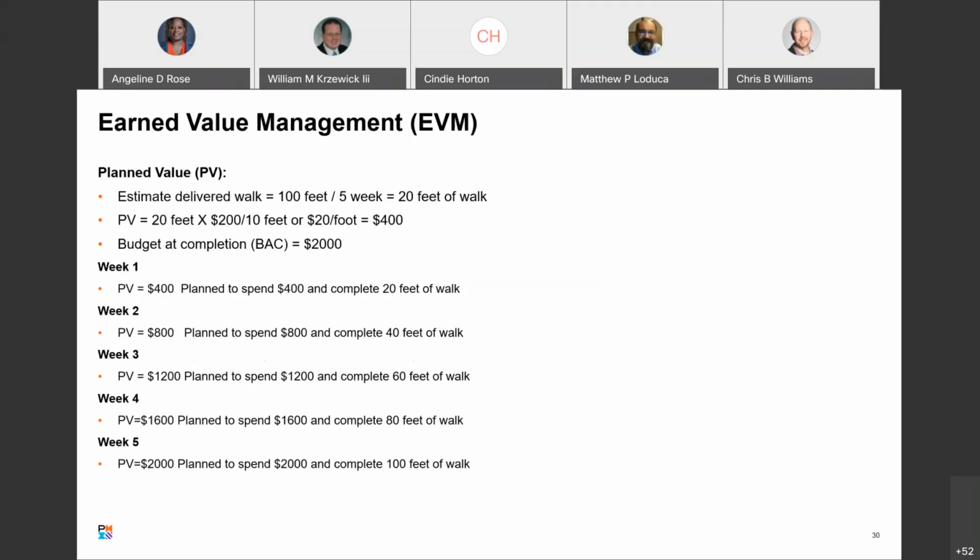All right, so week 1, again, linear. Planned value is $400. Plan to spend $400 and complete 20 feet of walk. Week 2, our new total is $800, and we're going to have 40 feet total of walk. Week 3, planned value is $1,200, 60 feet of walk. So you see the math here. It's just adding up very systematically. Week 4, $1,600 and 80 feet of walk. Week 5, $2,000 and 100 feet of walk. And we're done. That's the plan. That's our planned value, and we're breaking it out.